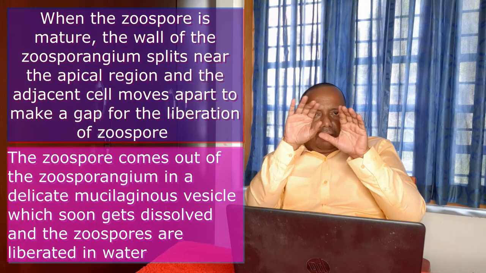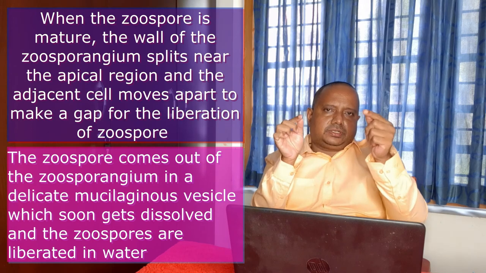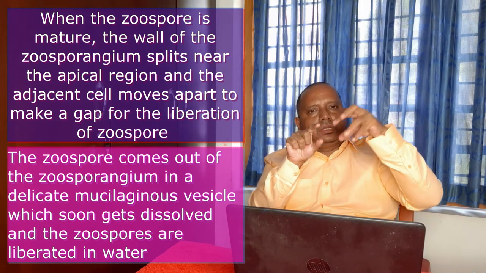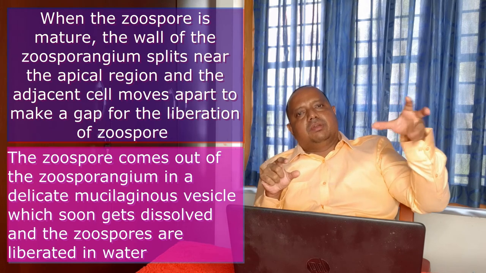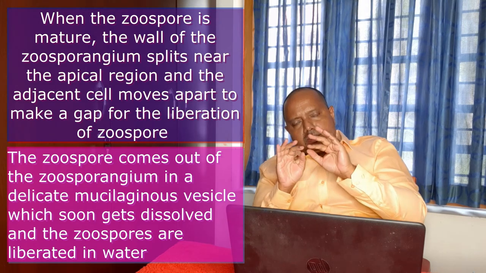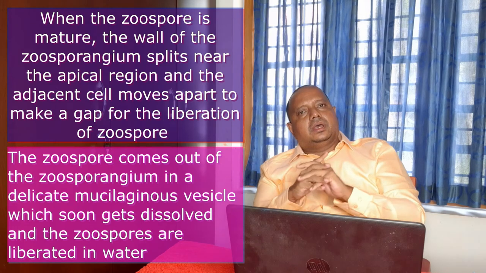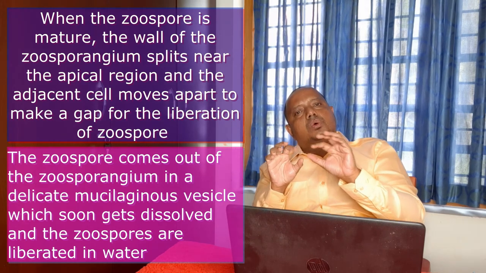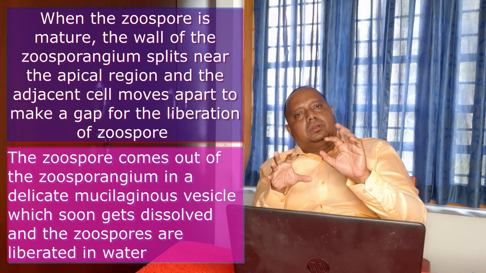When the zoospore becomes mature, the wall of the zoosporangium, the cell in which the zoospore developed, ruptures towards one end, and the filament folds at the rupture. Through this rupture the zoospore comes out into a vesicle. Slowly this vesicle dissolves and the zoospore moves in the water by lashing the flagella. In this video we can see the release of a zoospore from the cell of the zoosporangium.